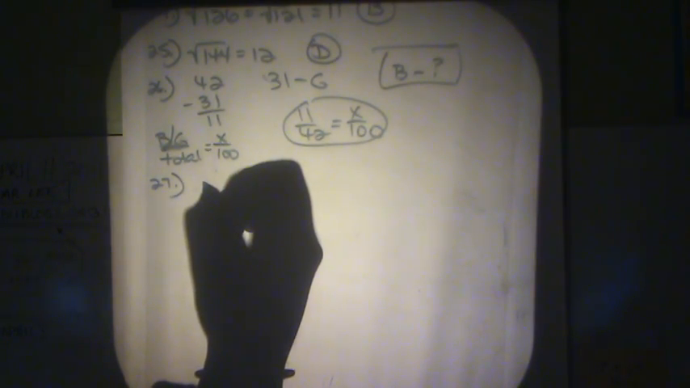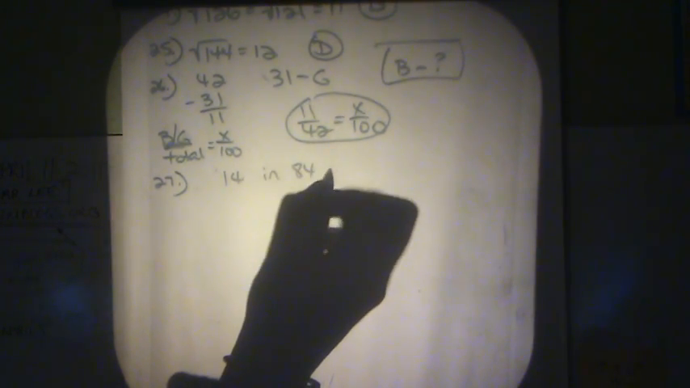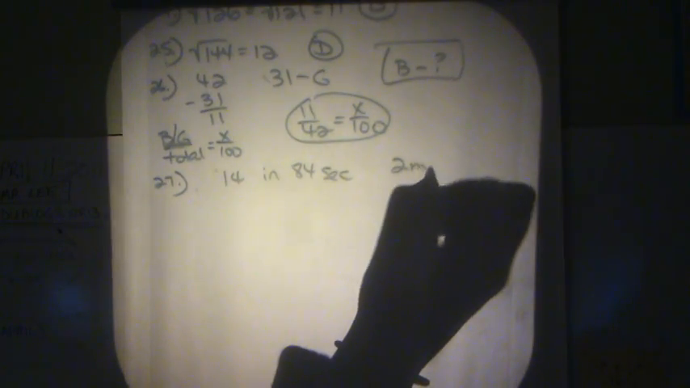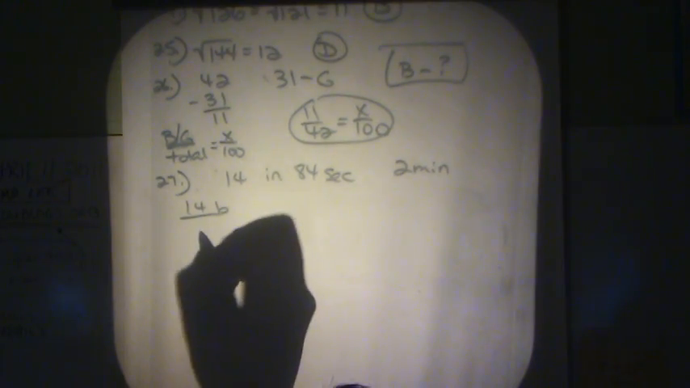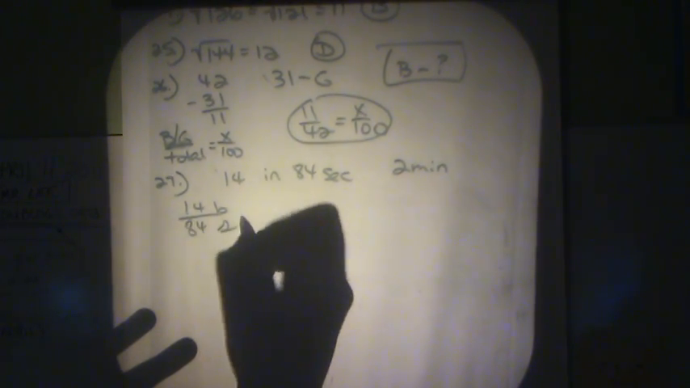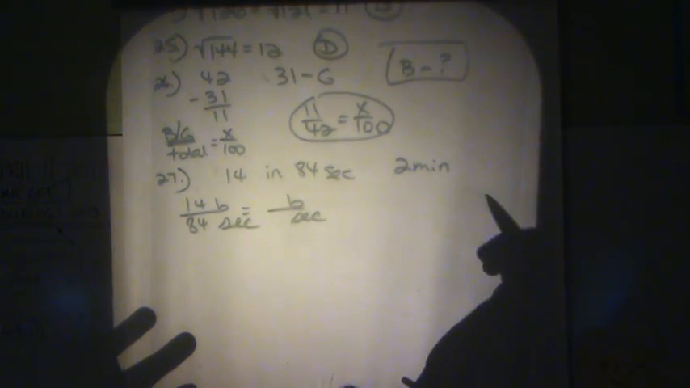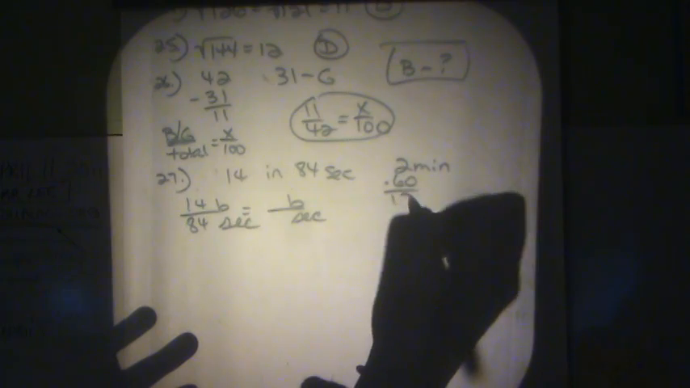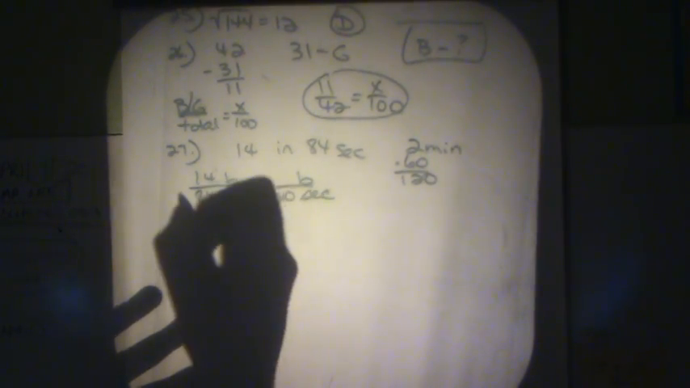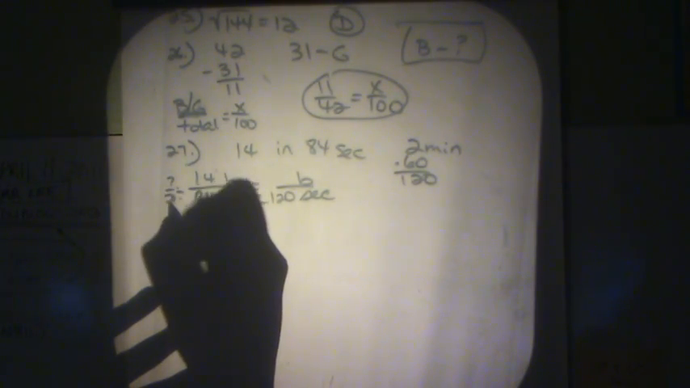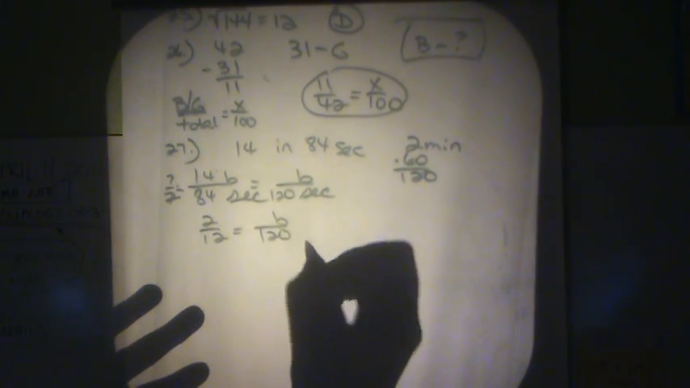It's not too hard. There's 14 bottles in 84 seconds. We want to know how many in 2 minutes. Remember, this is where we're going to do bottles over seconds equals bottles over seconds. Well, guess what? This is not in seconds. We're going to have to multiply it by 60 and deal with 120. I would suggest simplifying this over here. If you can't tell, 7 goes into both. 2 over 12. And guess what? 12 goes into 120 nicely.